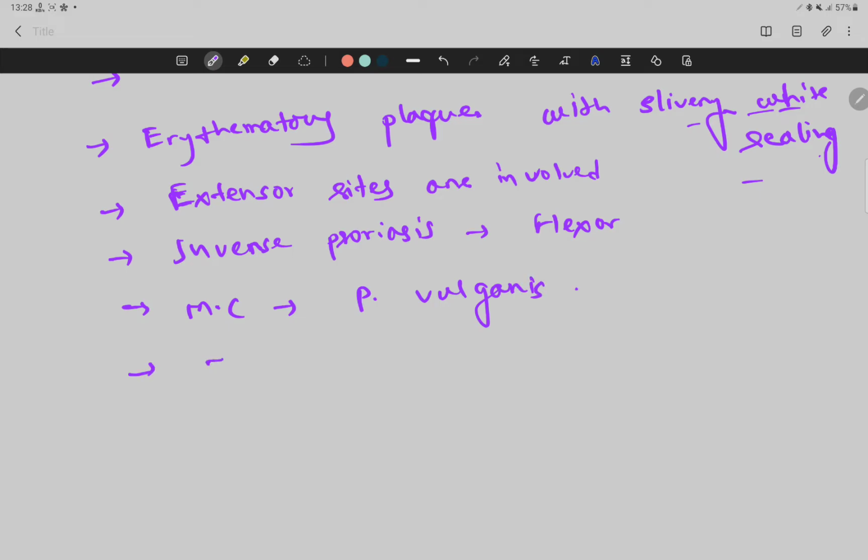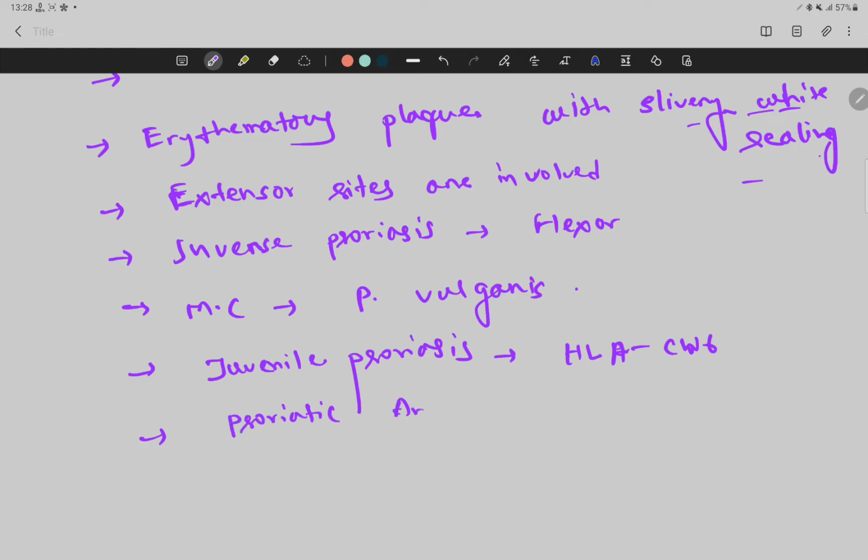And in case of juvenile psoriasis, HLA-CW6 is associated. Okay. And in case of psoriatic arthritis, HLA-B27 is involved, associated.